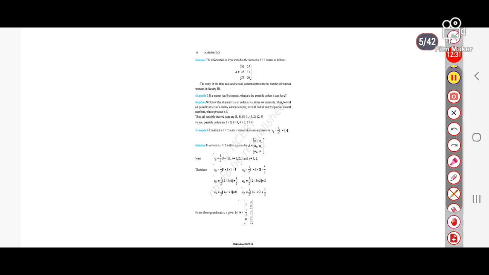Now, what is the second example? If a matrix has 8 elements, what are the possible orders it can have? Okay, fine. They have given the number of elements in the matrix, right? The number of elements is nothing but 8.